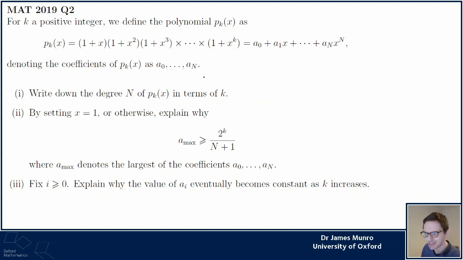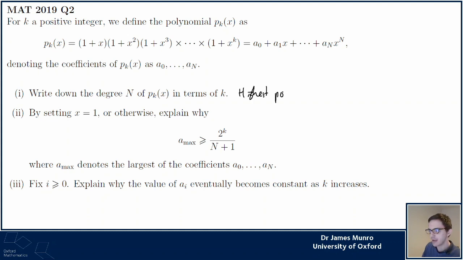Luckily, we're not going to actually do that multiplication out. That sounds like far too much work. Part one of the question wants us to say what the degree of this polynomial is. And luckily, the degree is the same on each side of this equation. So I can think about the degree of this product on the left. The degree is the highest power of x.